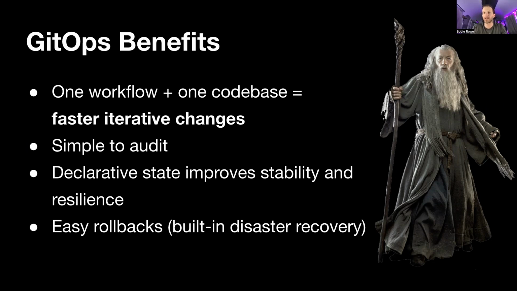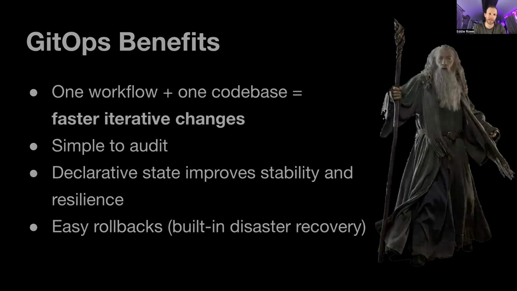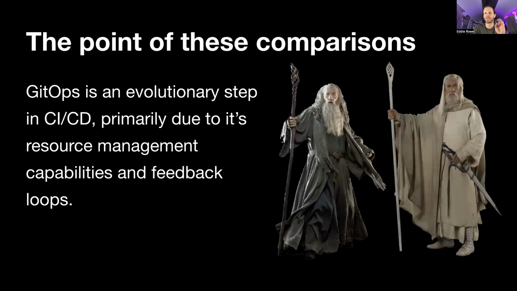So in the next section, we're going to dive into how these benefits can be realized. But the main point of these comparisons is to show how GitOps is an evolutionary step in CI/CD, primarily due to its resource management capabilities and feedback loops. And just like Gandalf the White is still Gandalf the Grey at the core, GitOps is still a CI/CD methodology at the core, just with way more skills and powers.